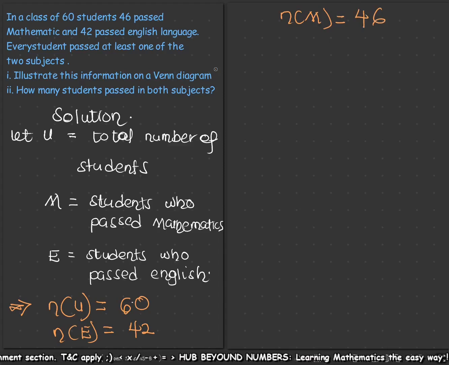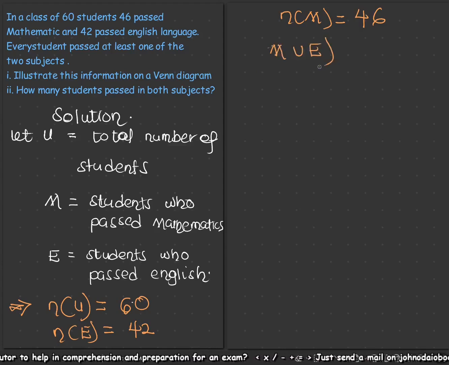Now we check and see if there are any inferences we can make in the question we've been given. It says every student passed at least one of the two subjects. Anytime you are solving a set problem and you see this statement, every student passed at least one of the two subjects, it simply means that there's nothing in the complement. So it means our (M union E) complement is equal to 0.